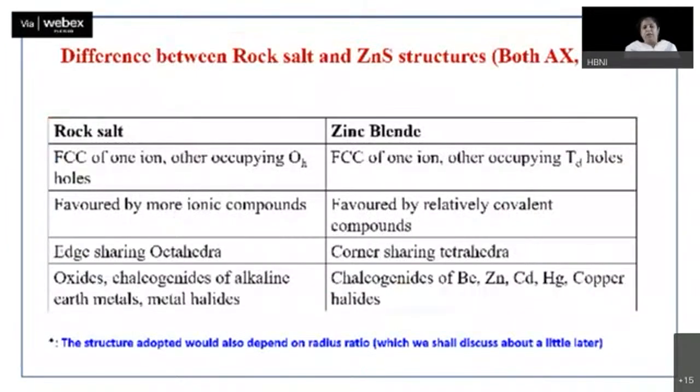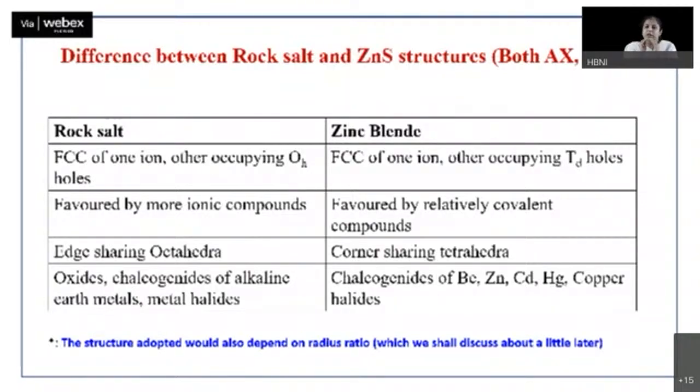Okay, what is the difference between rock salt and ZnS structure? Let us quickly brief that. Rock salt is FCC of 1 ion, other occupying octahedral hole. Sphalerite or zinc blende or ZnS structure is FCC of 1 ion, other occupying tetrahedral hole. In case of rock salt, it is favored by more ionic compound. We will study it in the next lecture.